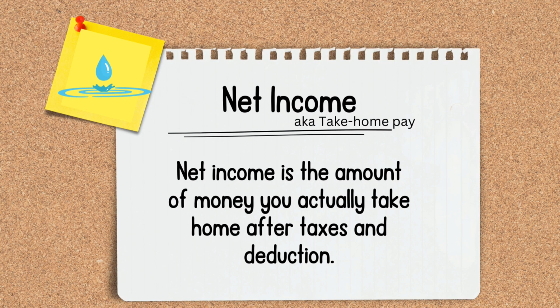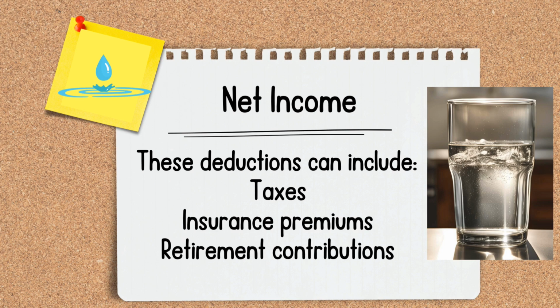Okay, so your net income, also known as take-home pay, is the amount of money you actually take home after taxes and deductions are taken out. This is the money you'll actually be able to use to budget for expenses like food, utilities, shelter, and transportation. Deductions can include taxes, insurance premiums, and retirement contributions. So your taxes being like federal, state, Social Security, and Medicare tax, your health premiums, and then retirement contributions.